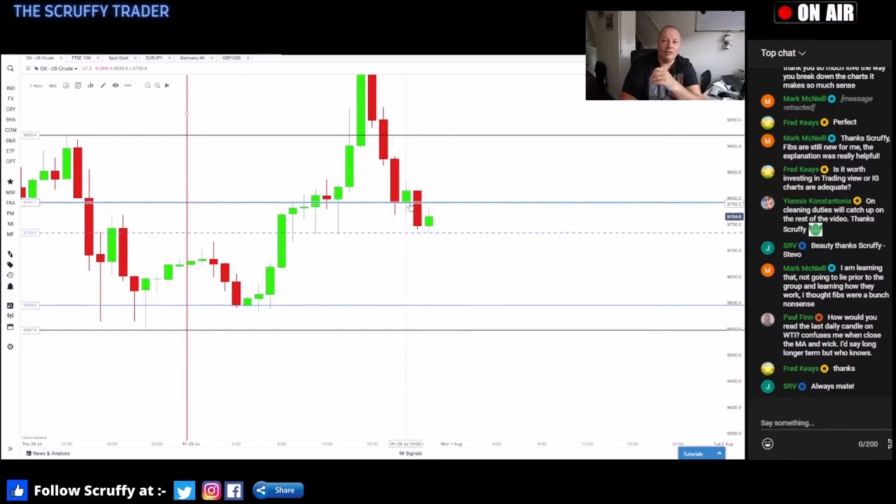Where did it stall? Bang on the level from the previous day, because that's where data and value was, and then stalled bang on the midpoint. So when you start breaking down things simply, you can start road mapping where this is going to go.